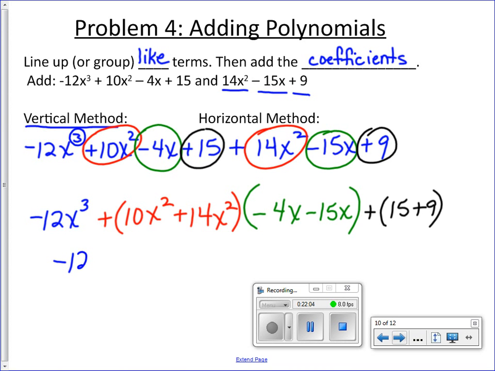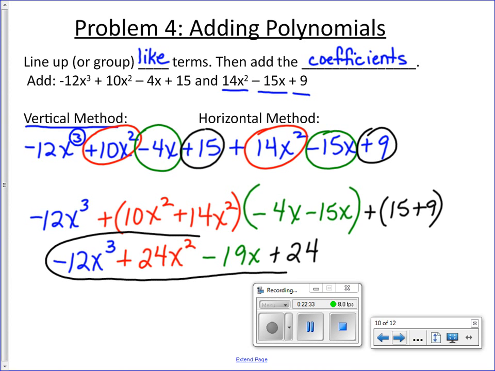Negative 12x cubed doesn't have anything to combine with it, so we'll bring it down. Combining our 10x squared and 14x squared, we get 24x squared. Combining our minus 4x minus 15x, we get minus 19x. And adding 15 plus 9, we get 24. Now you'll notice as you compare this answer with the one from the vertical method, we have the same answer. We just used what is known as the horizontal method of solving.